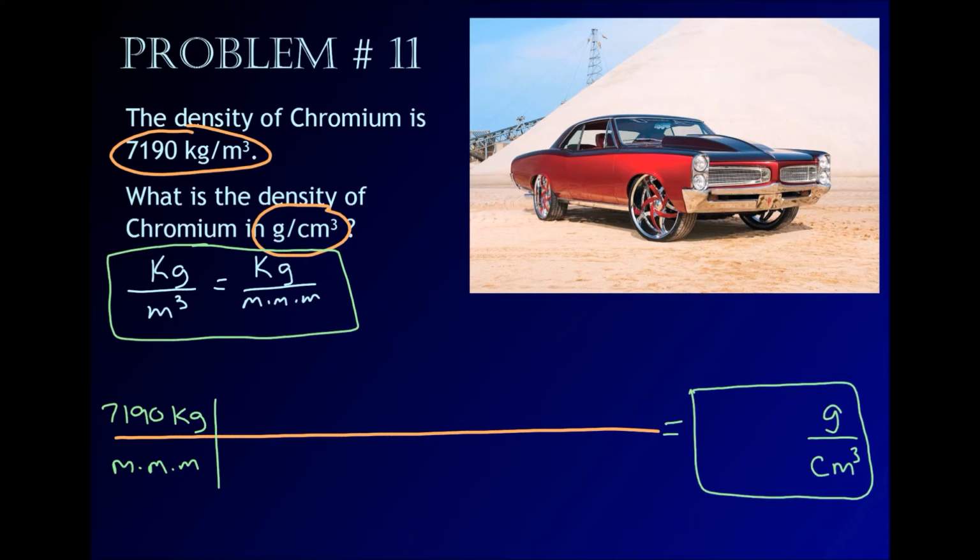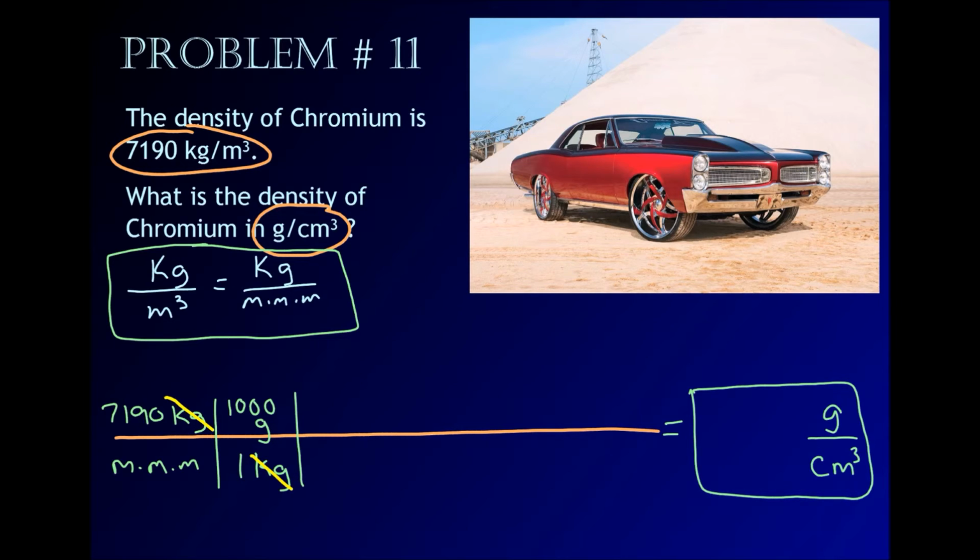So I'm starting with 7190 kilograms over meters, meters, meters, and I'm ending up with grams per centimeters cubed. So I know I'm going to have to go from kilograms to grams and from meters to centimeters. So I set it up like this. I know that there are 1,000 grams in every kilogram. So now, since I have kilograms on top and bottom, I can cancel both of those out. So right now in my conversion table, I have grams over meters cubed, which is grams per meters cubed. But I need grams per centimeters cubed.